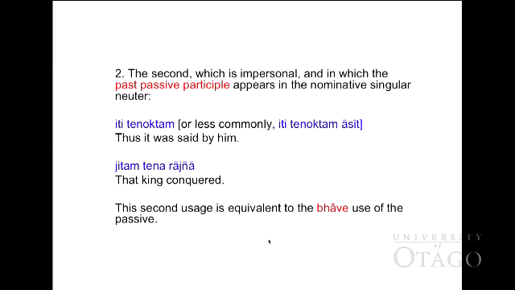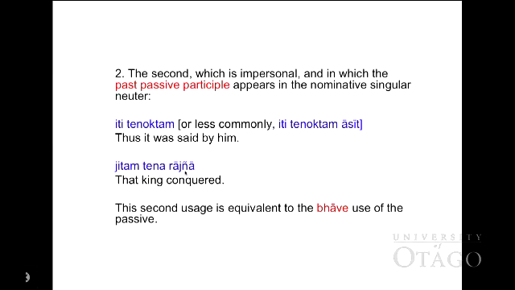The second is impersonal, and in it the PPP appears in the nominative singular neuter. Here you can see iti tena uktam, or less commonly, iti tena uktam āsīt. Thus, iti, thus, it was said by him. Uktam comes from the root vac, speak or say, and it is a PPP, so it was said by him.